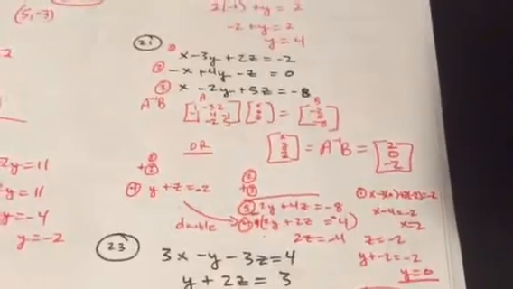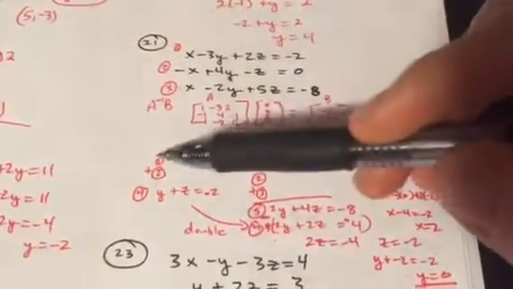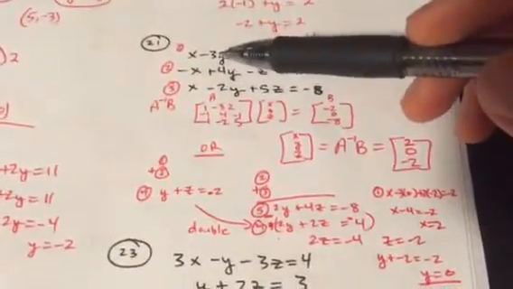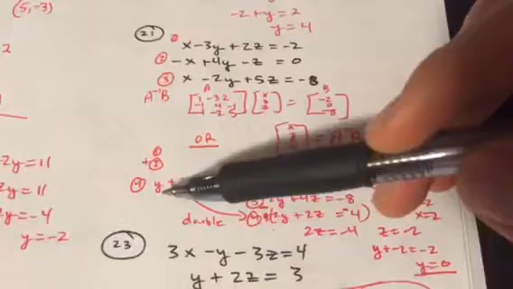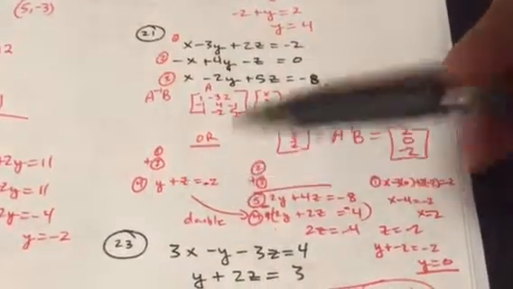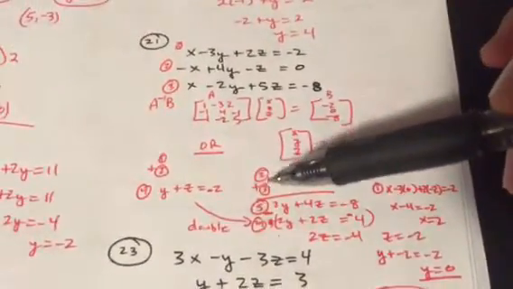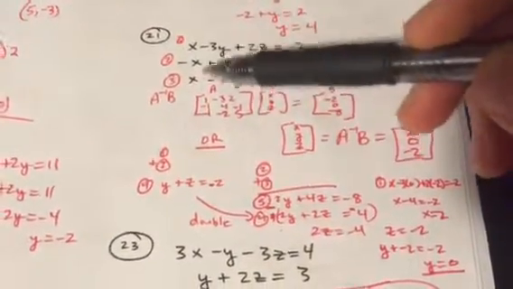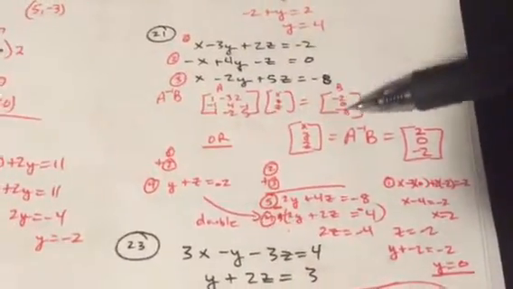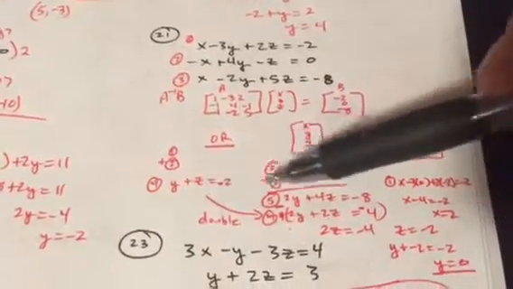You can also solve this like we did in the first part of chapter 3. If I add equation 1 and 2 together here, the x's will cancel. And I'll have -3 plus 4, y is 1y. 2 plus -1z is 1z. -2 plus 0 is -2. If I add equation 2 and 3 together, the x's will cancel. I'll get 2y plus 4z equals -8. So I have equation 4, I have equation 5.